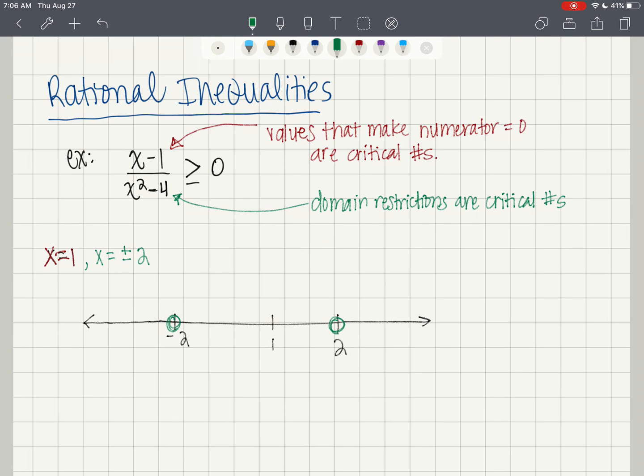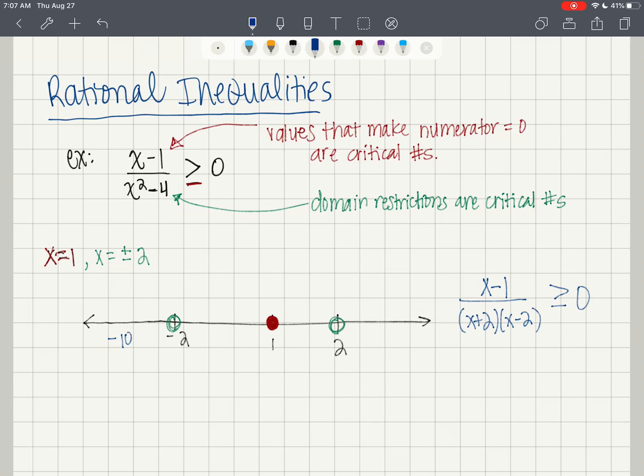Will 1 work? When I put a 1 in, 1 minus 1 is 0 in the numerator with -3 in the denominator. 0 over -3 is 0, and 0 is equal to 0, so 1 is going to work. So you just test that critical number in there, and now we can test each interval to see which interval of solutions works. So from -infinity to -2, and I'm going to come over here and write this, x minus 1 over x plus 2, x minus 2 is greater than or equal to 0. And I'm going to use those signs again.